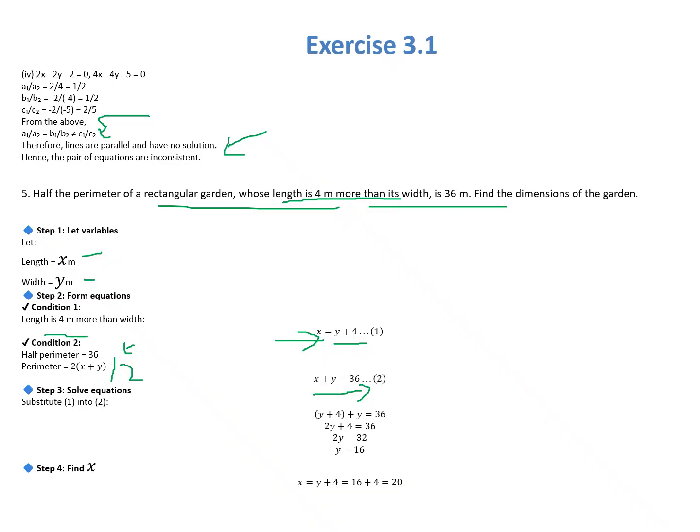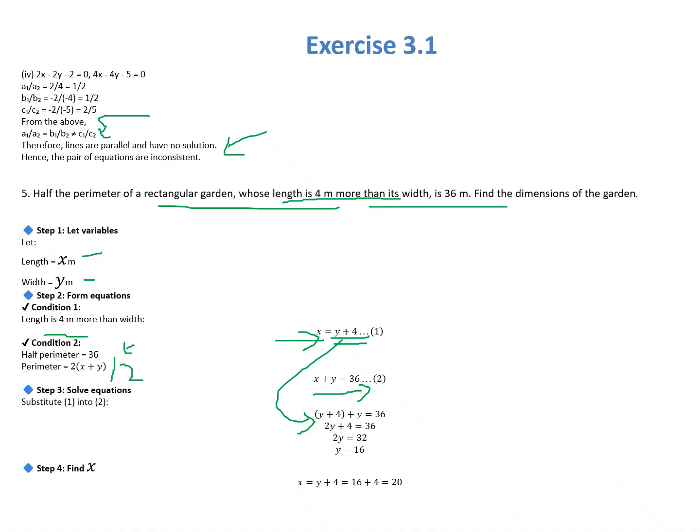Now we'll use the substitution method to solve these equations. We know that x plus y is equal to 36, and we can put the value of x as y plus 4 in the second equation. So that's what we do. This is the substitution method, and we discussed in the slide what the substitution method is. This is a clear demonstration of how we can use it.